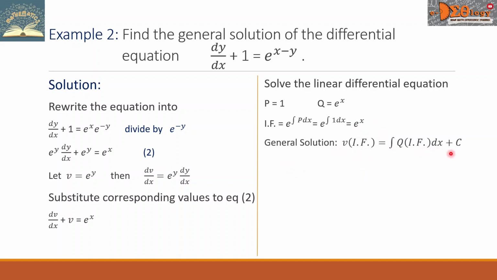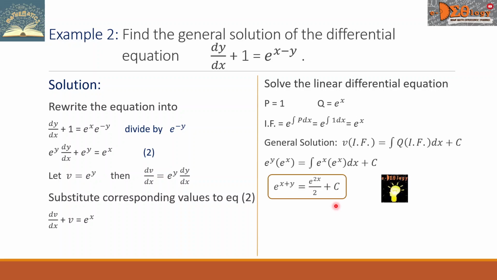Then we get the general solution formula here. Let us substitute corresponding values. The value of v is this e raised to y. We write it here. The IF is this e raised to x equals the integral of the q, the value is e raised to x, times the IF, again, we write the e raised to x, times dx, then plus c. On the left side, we just combine this e raised to y times e raised to x into e raised to x plus y. And the integral of this e raised to x times e raised to x dx is simply e raised to 2x all over 2. Then we write the plus c. This is the final answer.